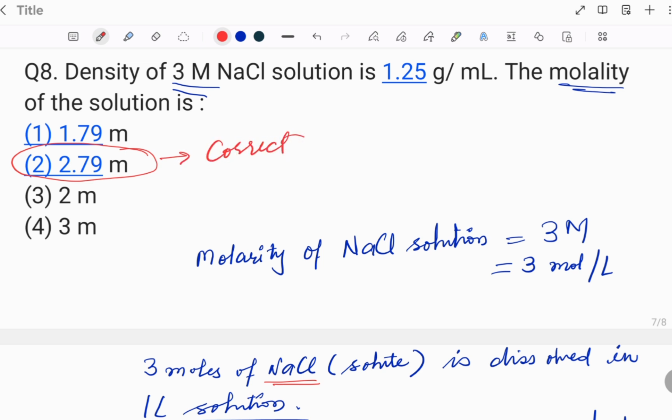So this is how the molality of a solution is calculated, where the molarity of the solution and density have been given.